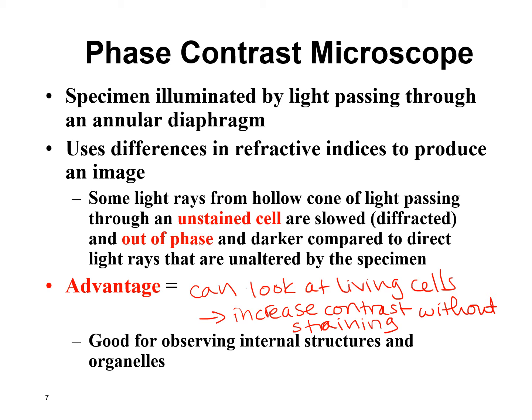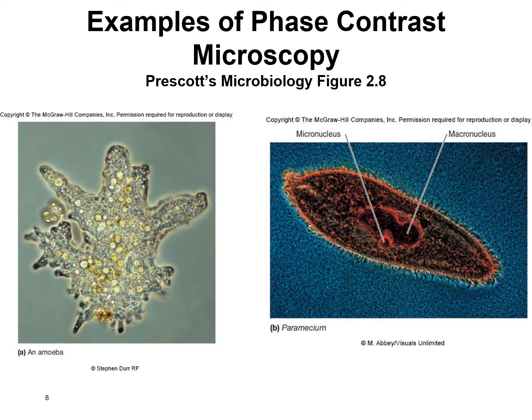So let's just take a look at a picture of images created by these phase contrast microscopes. The first image on the left is an amoeba, one of our eukaryotic microorganisms. It's actually a protozoan. It has these pseudopods or false feet that it puts out, and it crawls around, and then it ingests its food. So it's like an animal.